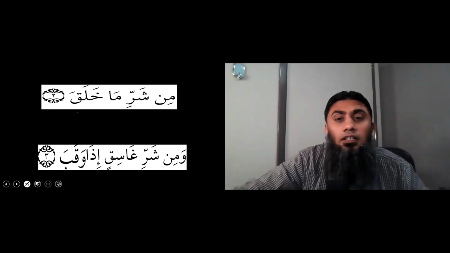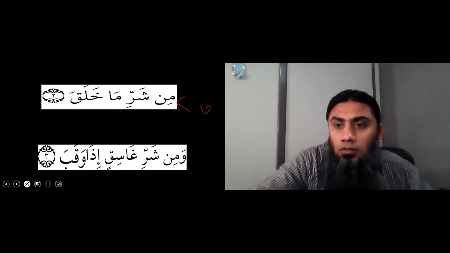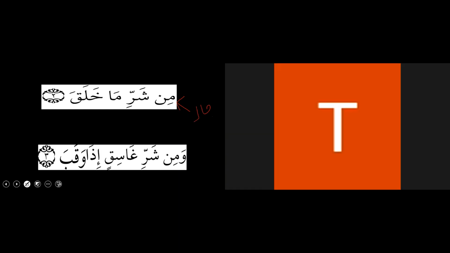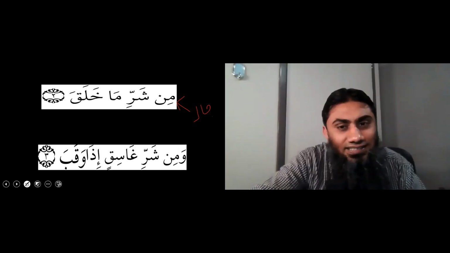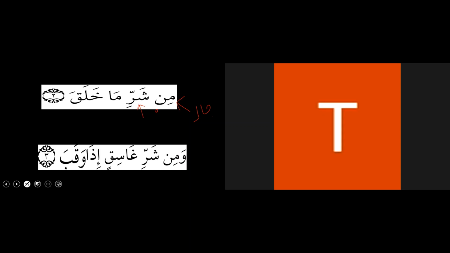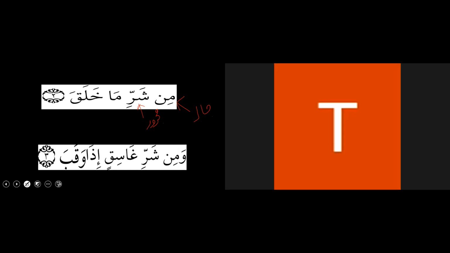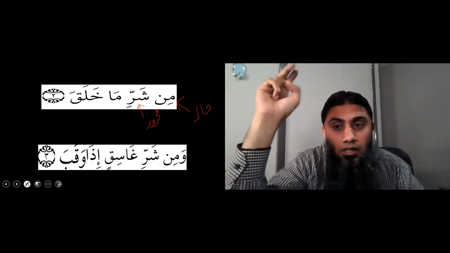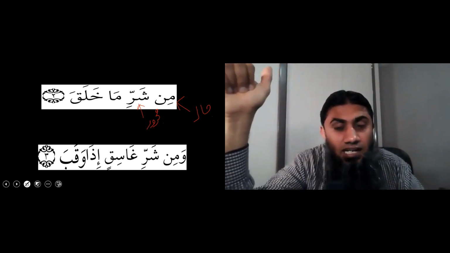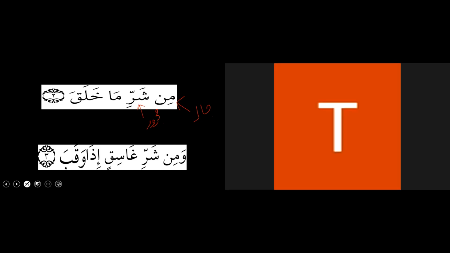Min sharri ma khalaq. We all know what min is. Min is a jar, and you can see because of min, sharri is in jar status. Sharri is majroor. Now ma khalaqa. As far as ma is concerned, we know that so far we know two types of ma. One is ma of negation, and one is ma of mausula, ism mausul. We have learned this in our previous lesson.